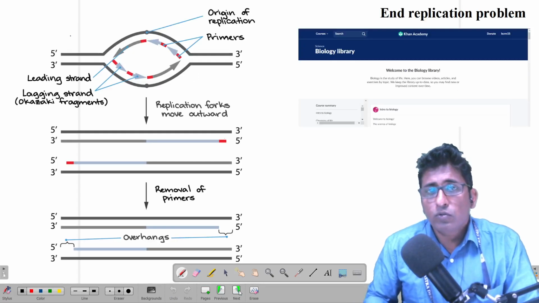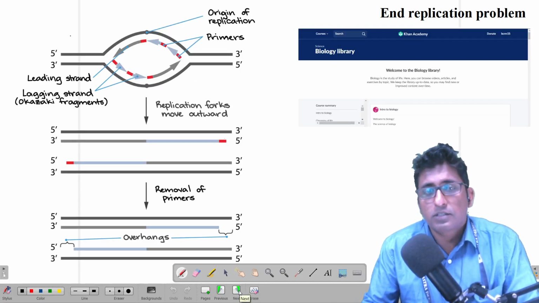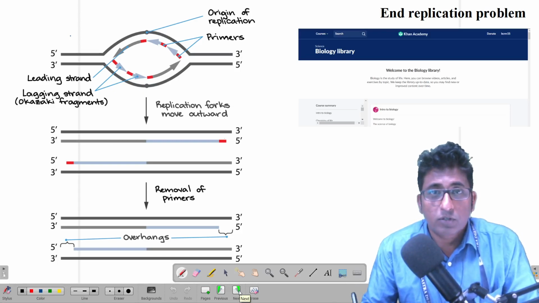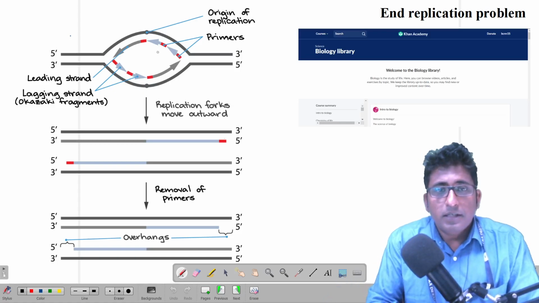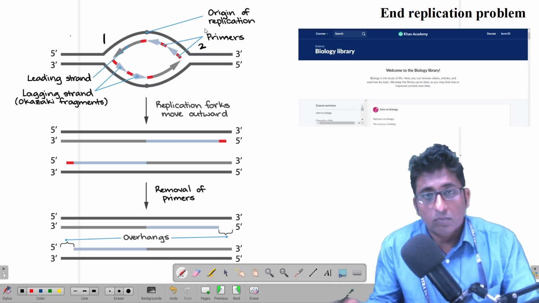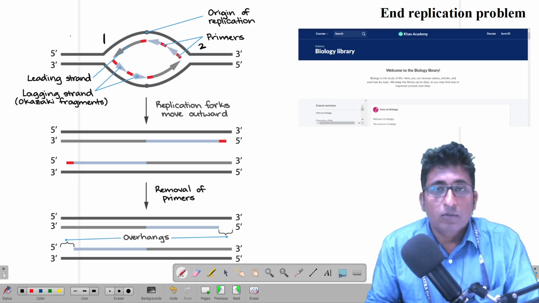But when it comes to eukaryotes, there are numerous chromosomes per genome set, and they are linear. Because they are linear, there is a problem that we refer to as the end replication problem. Say this is a linear DNA molecule, and we have one replication fork here and another replication fork here. It moves on, and usually eukaryotic chromosomes have multiple origins of replication.